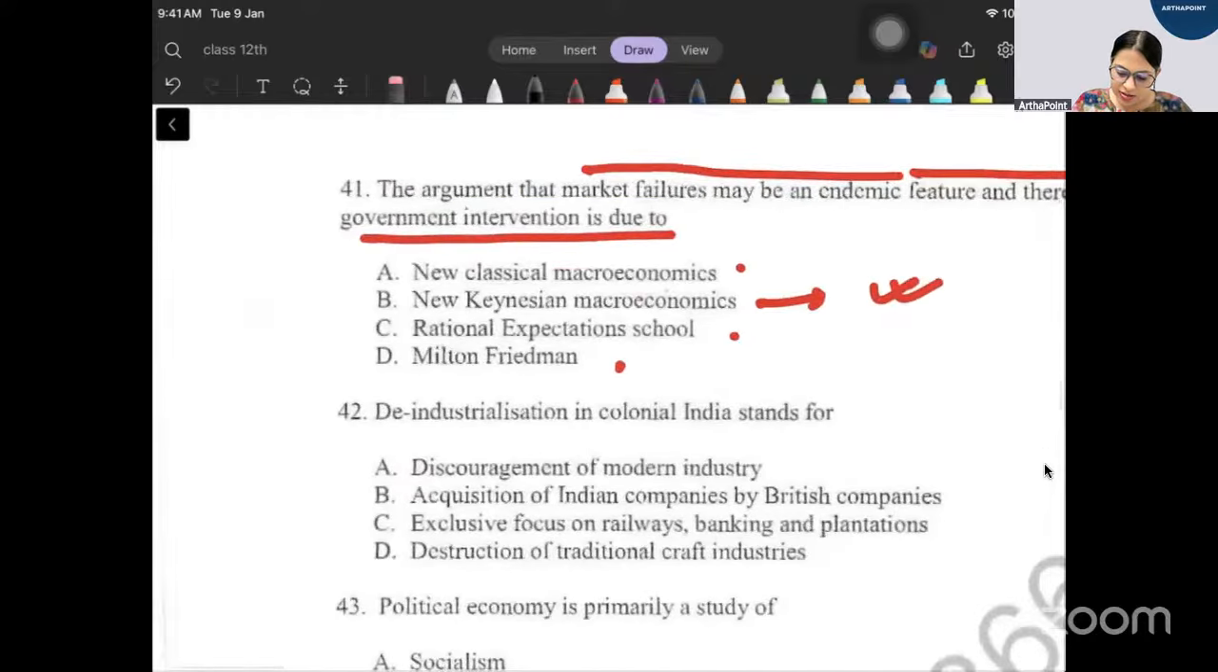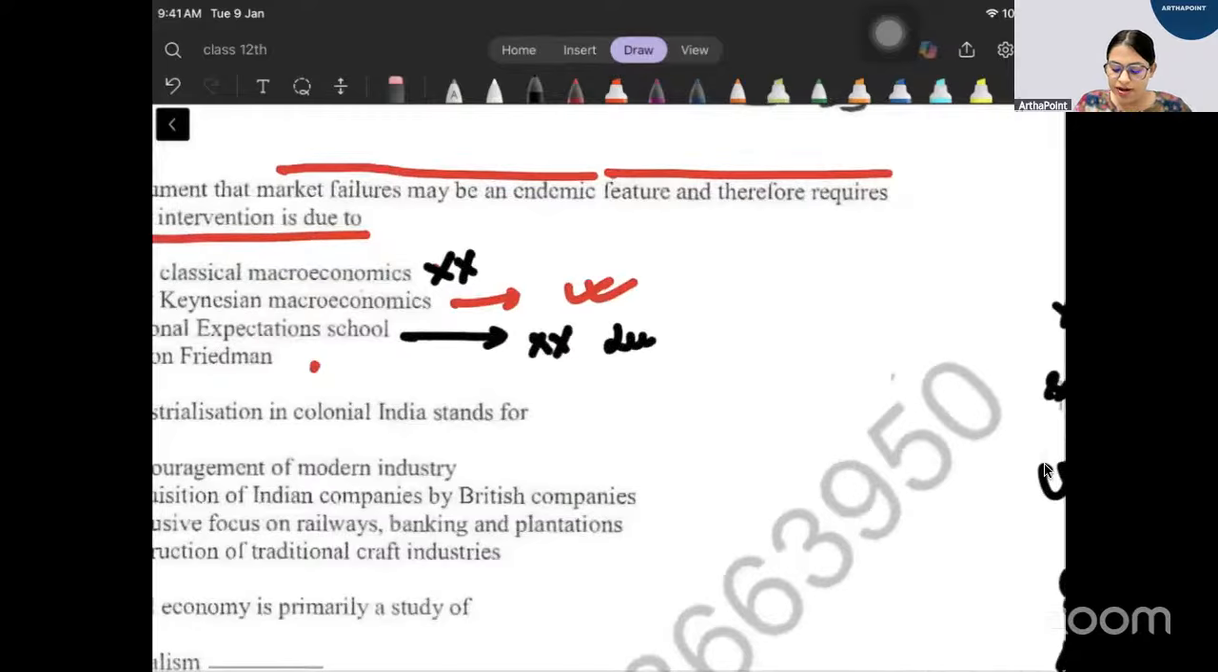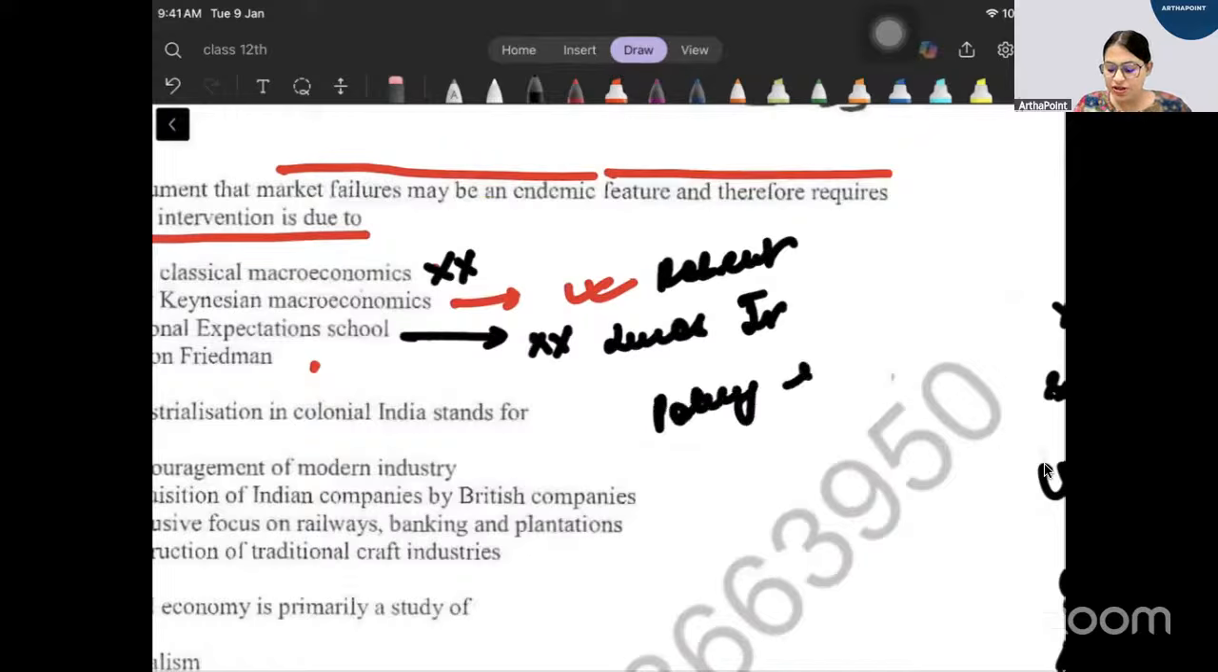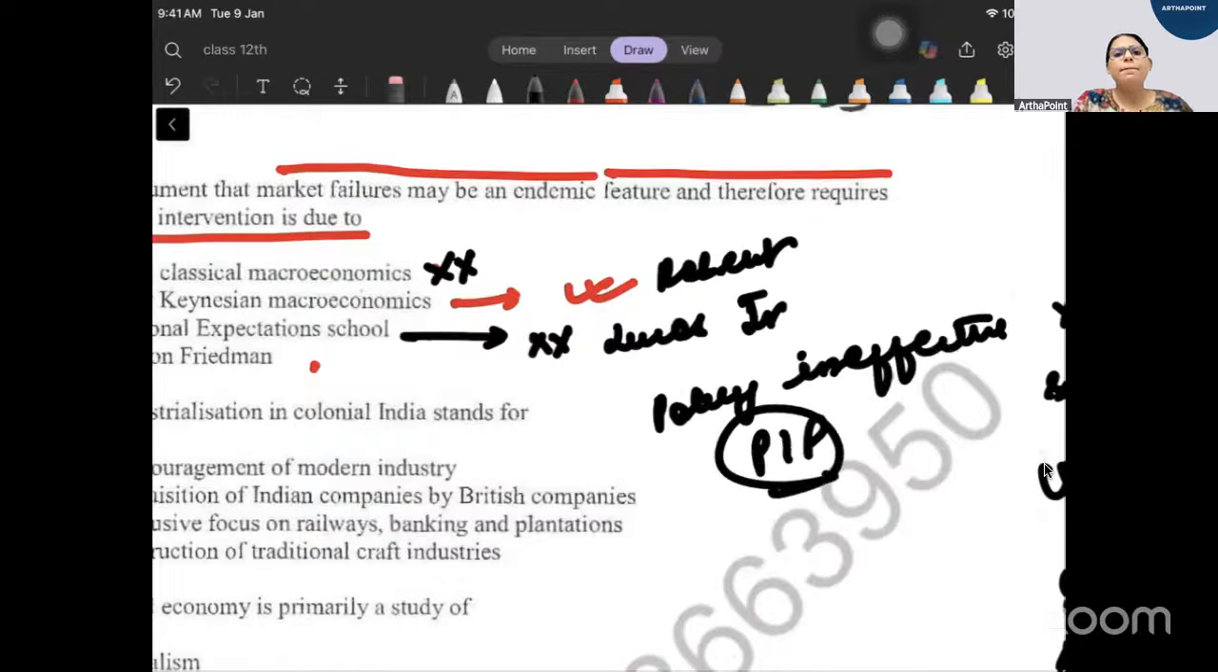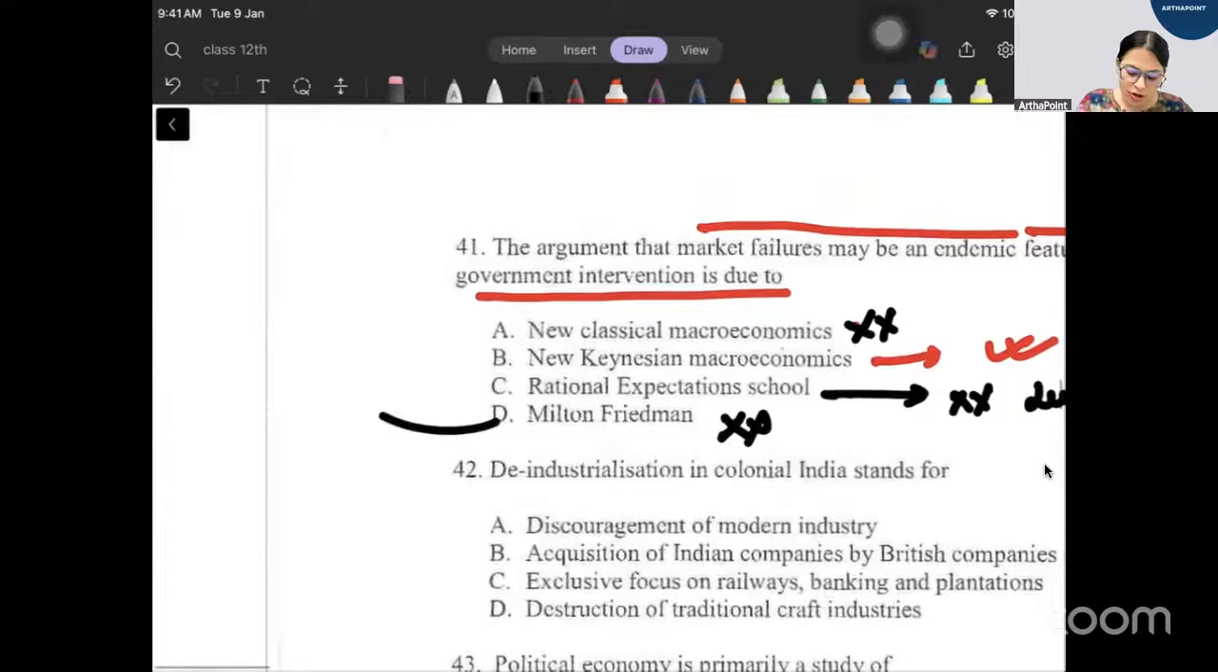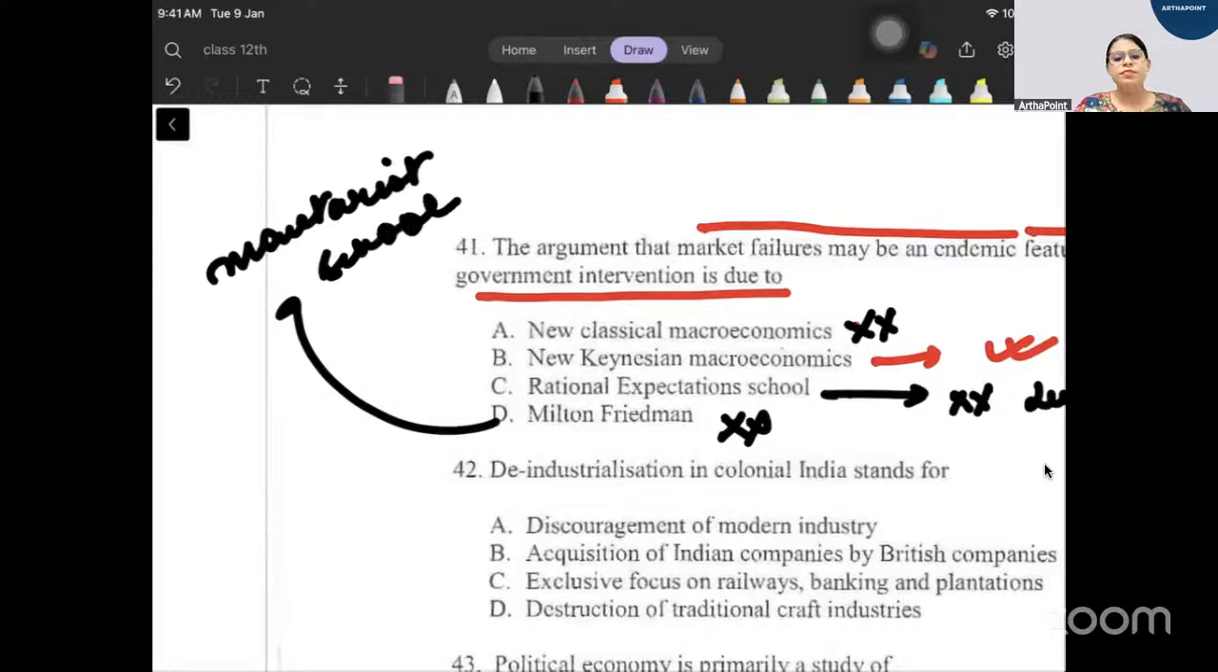So this is incorrect. Similarly, rational expectation school now. Rational expectation school was given by Robert Lucas Jr. एंड उन्होंने बोला था कि पॉलिसी इज इनइफेक्टिव इन द लॉन्ग रन, policy ineffectiveness proposition, माने गवर्नमेंट डज नॉट हैव अ लॉट ऑफ रोल, राइट. एंड फ्रीडमैन ना, दैट इज तो मॉनिटरिस्ट स्कूल, वो तो he favored limited government intervention. So the correct answer will be option number B. B is the right answer to this question.